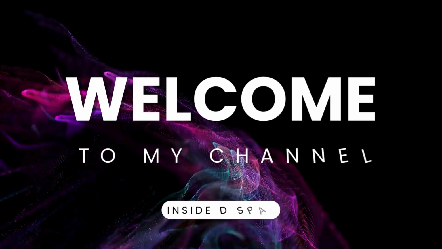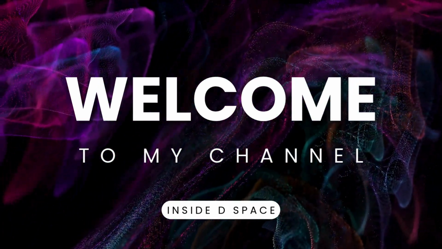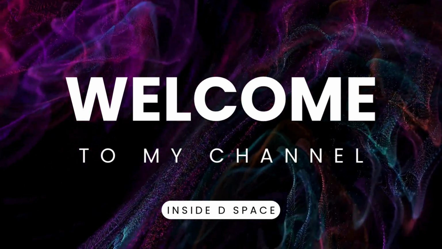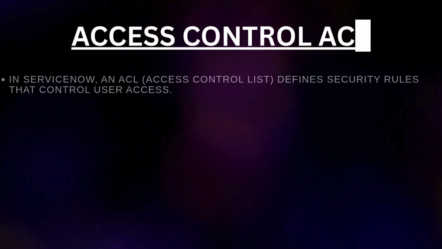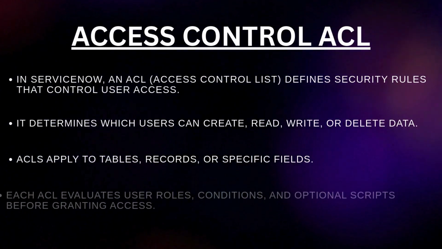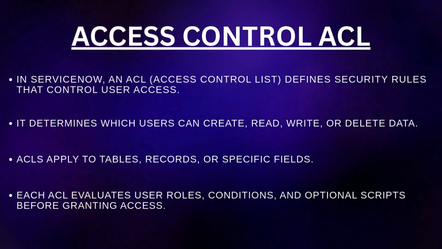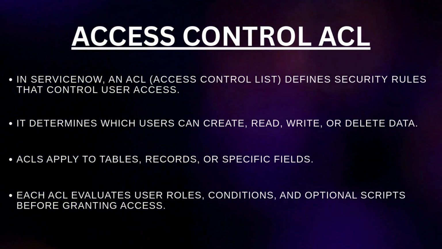In this video, we are going to cover the new add-on introduced in the Zurich release, DataType ACL. But first, let's quickly revise what an ACL is. In ServiceNow, an Access Control List, or ACL, defines who can view or modify data. It checks user roles, conditions, and scripts to control access and keep your information secure.